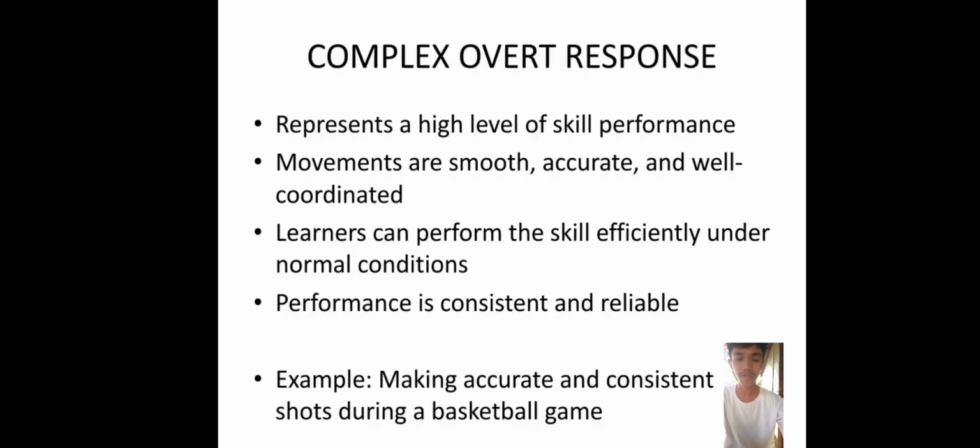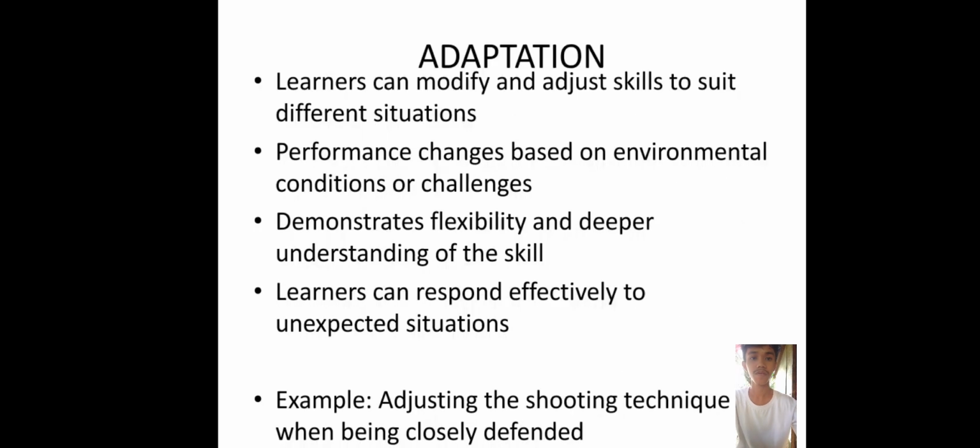Complex overt response represents a high level of skill performance. Movements are smooth, accurate, and well coordinated. Learners can perform the skill efficiently under normal conditions. Performance is consistent and reliable. For example, making accurate and consistent shots during a basketball game.